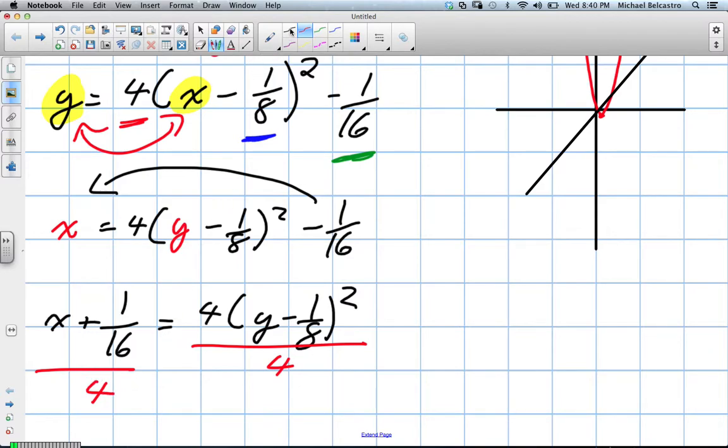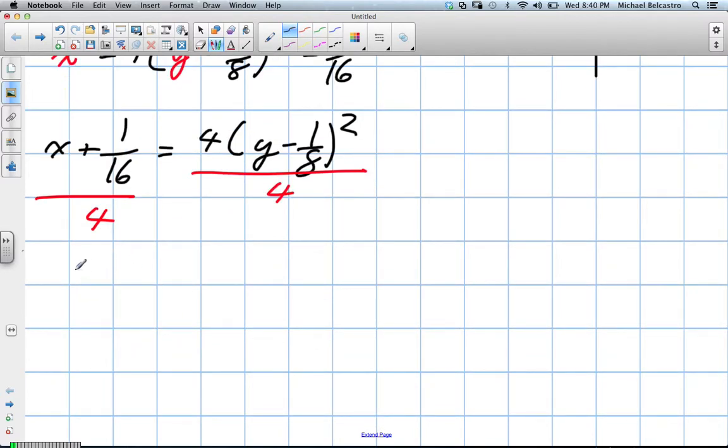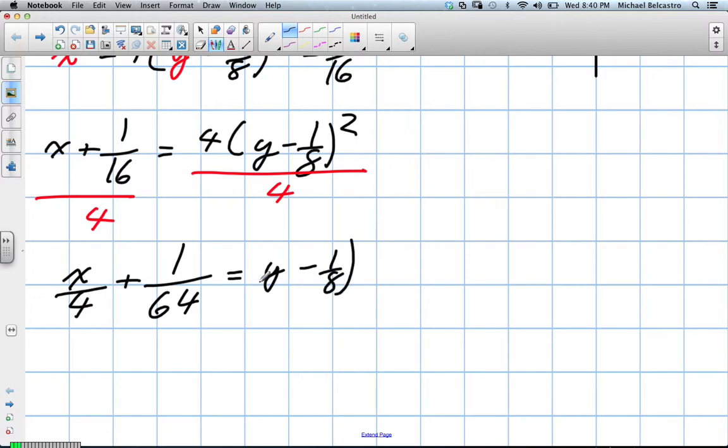We divide both of those by 4. When I do that, this becomes x over 4 plus, we can multiply the two bottom terms, so 1 over 64, equals y minus 1/8 squared. To move the squared, we square root both terms.